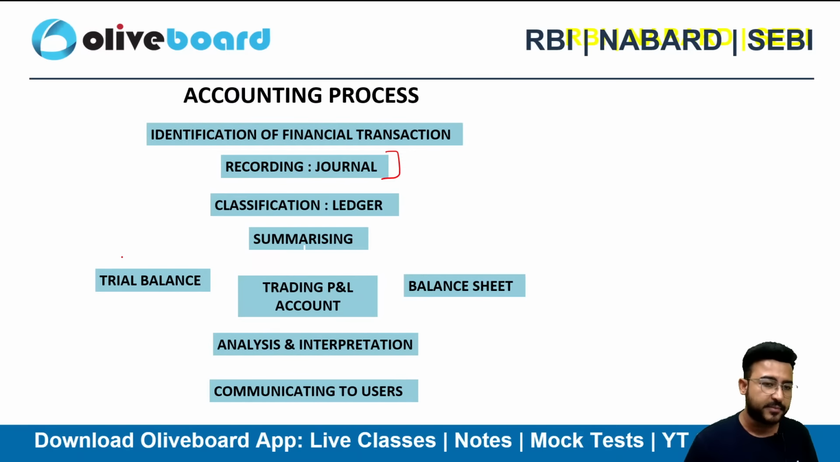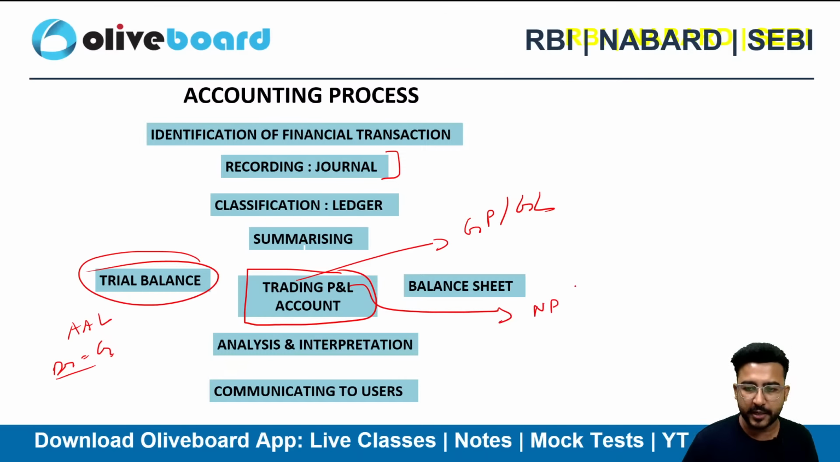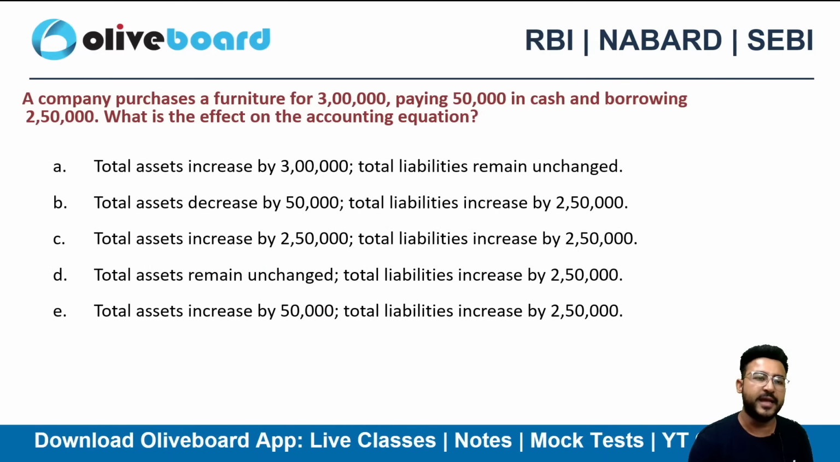Then I summarize it in my trial balance. I check the arithmetical accuracy, whether debit is equal to credit or not. Then I prepare the trading and P&L account. From the trading account, I get my gross profit or gross loss. From the P&L account, I get my net profit or net loss. Then I prepare my balance sheet to know the exact financial position. Trading and P&L account is for the financial performance. Then analysis and interpretation, ratio analysis, and at the end of the day, I communicate the financial results to the users.